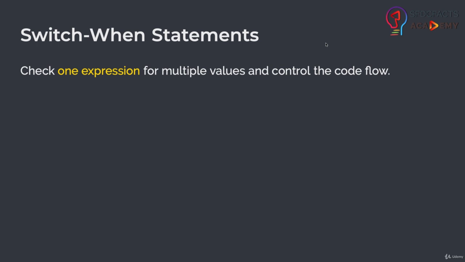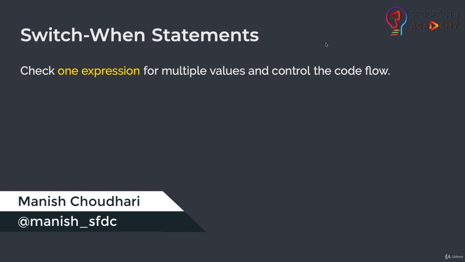The next conditional statement that we have in Apex is called the switch when statement. This switch when statement is very similar to the switch case statements available in other programming languages. In a switch when statement, we compute on one single expression or on the value of one single variable, and then we anticipate the different values that particular expression or variable can have, and based on these anticipated values we control the flow of our code.